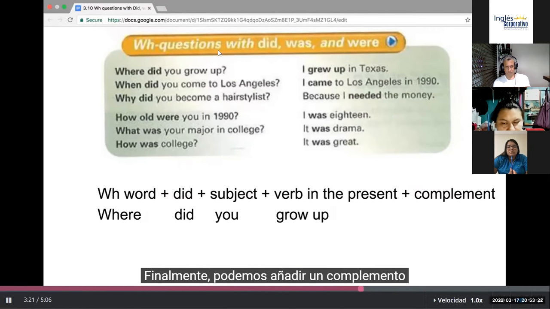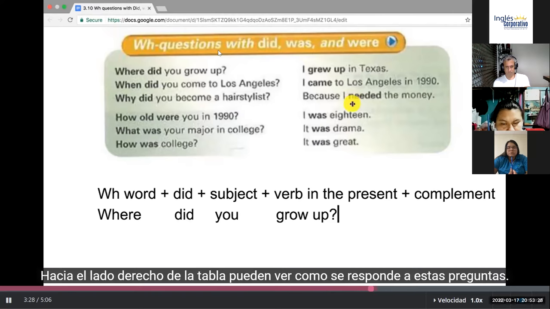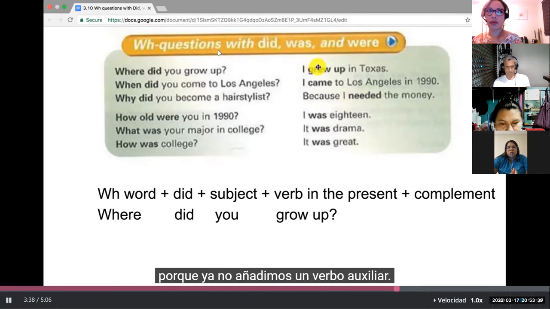Finally, we can add a complement. In this case, there is no complement. Towards the right-hand side of this chart, you can see how these questions are answered. If you notice, the verbs change to the past tense now because we're no longer adding an auxiliary verb.